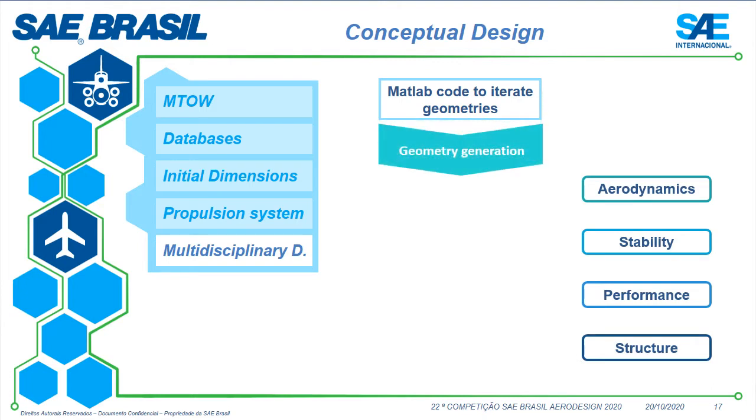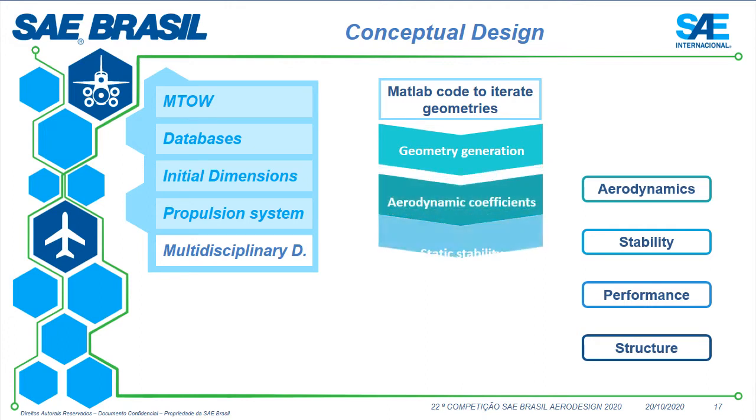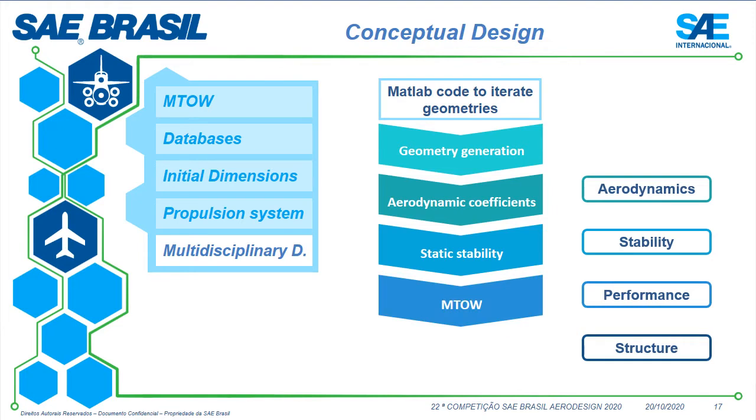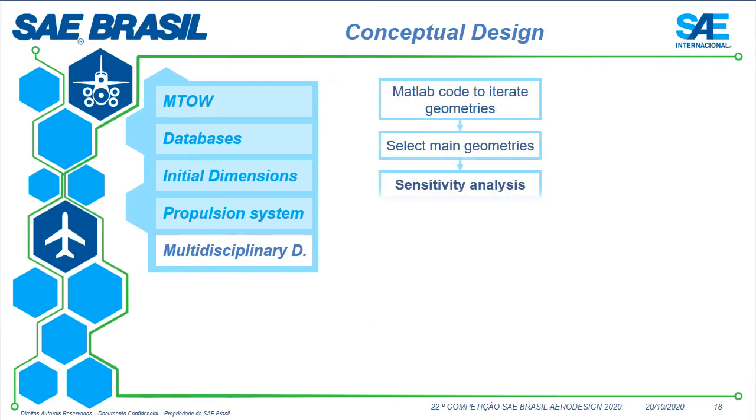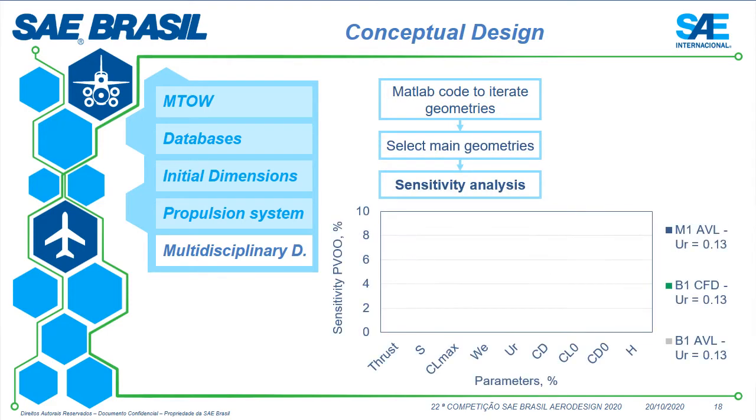Geometry generation based on the restriction, calculation of the aerodynamic coefficients, verification of static stability, calculation of maximum takeoff weight and landing distance by differential analysis, and estimation of empty weight. A sensitivity analysis was made to evaluate the influence of parameters on the flight score.